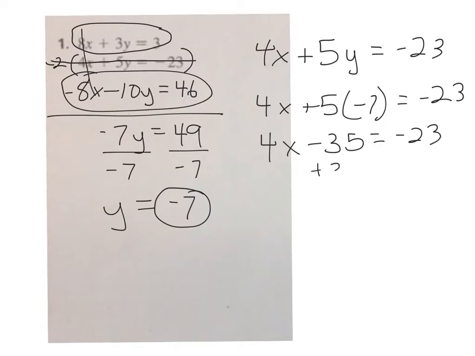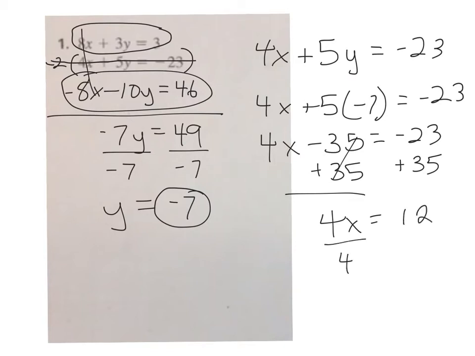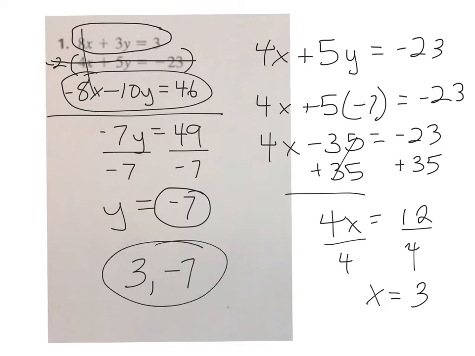Now I'm going to add 35 to both sides. That's going to give me 4x equals 12. Divide by 4, divide by 4. x equals 3. So my answer here is (3, negative 7). And that's how you do number 1.